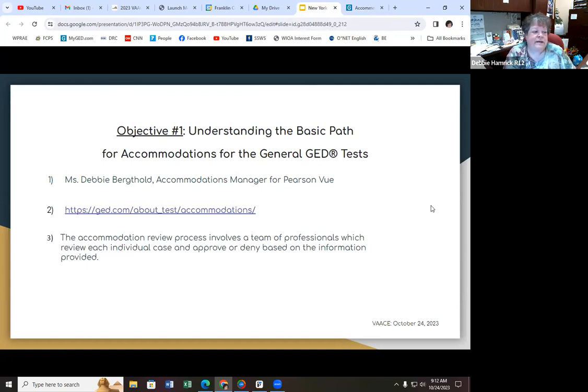There is a team of people that review each case individually, and if all documentation is in place, the process goes forward for approval. The notifications are put on the student's GED profile, and those accommodations are then in place. If it is denied, then more information may be needed. Then there's the appeal process, again, that you saw on the GED page.